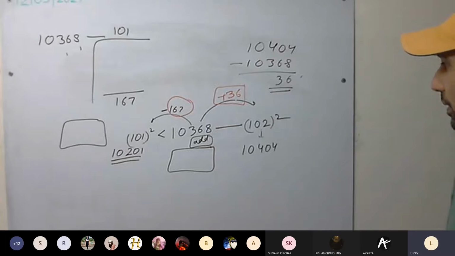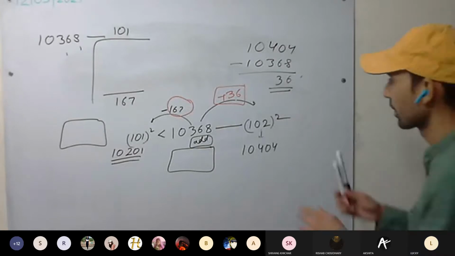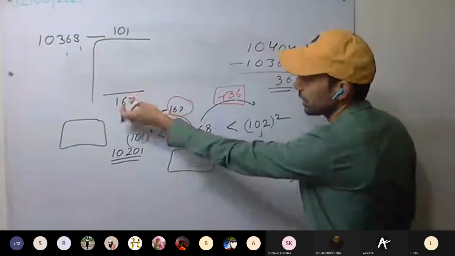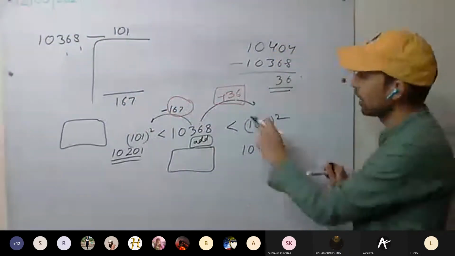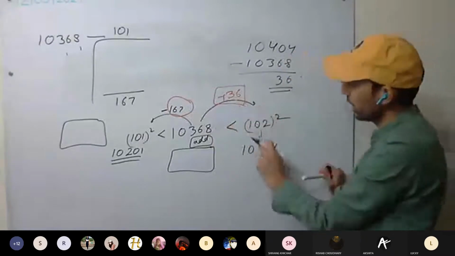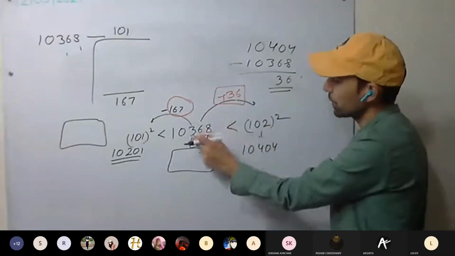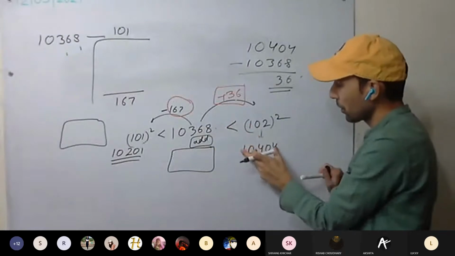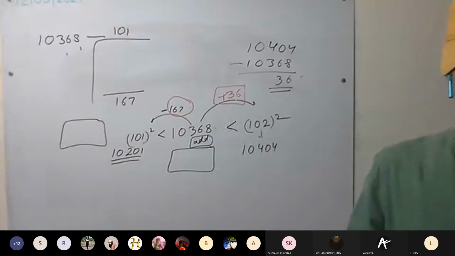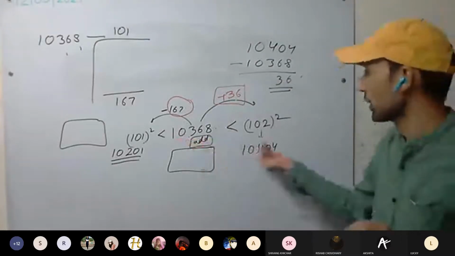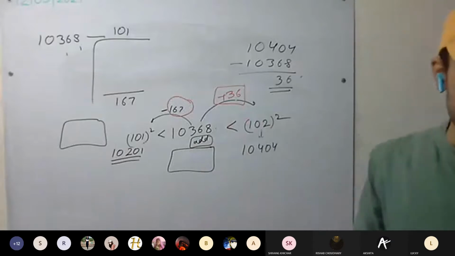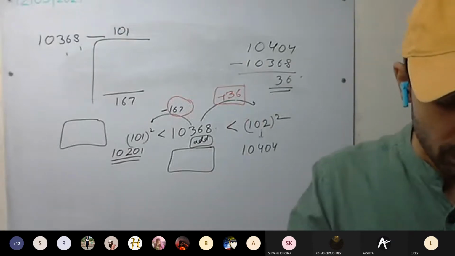Clear to all? Yes, sir. Okay. So subtraction is very easy. The remainder has to be subtracted. That's all. But for addition, we have to take the next number, 102 square, subtract from it, and this difference must be added to make it a perfect square. If you want, you can write it down for understanding purposes. This is clear.